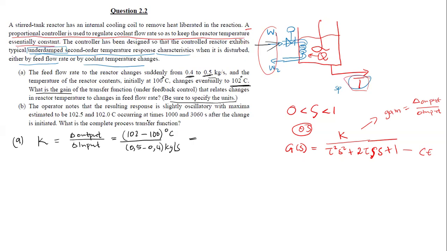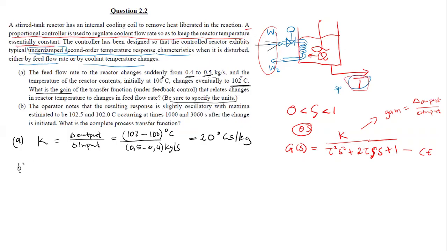So meaning we're going to say 2 divided by 0.1, we get 20. That means here we're going to have 20 degrees Celsius second, because the second will go at the top, per kilogram. Therefore, this is how we calculate our K. We are done with question number A. Simple as that.